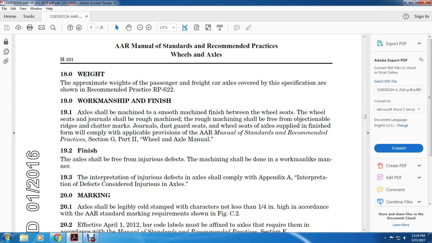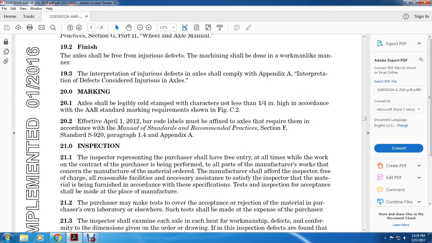The axle shall be free of injurious defects, and the machining shall be done in a workmanlike manner. For the interpretation of injurious defects, the axle shall comply with Appendix A, Interpretation of Defects, Consideration of Injurious Axles.